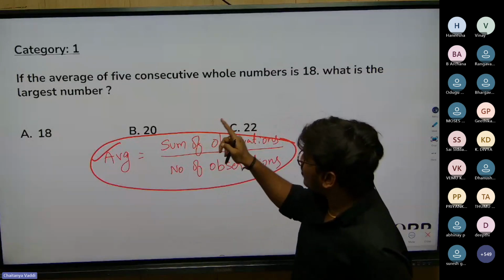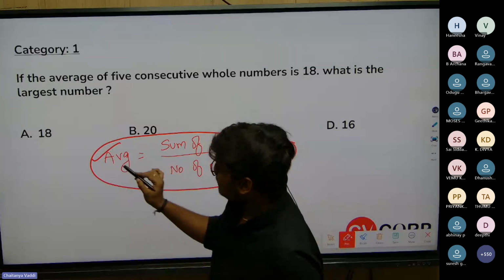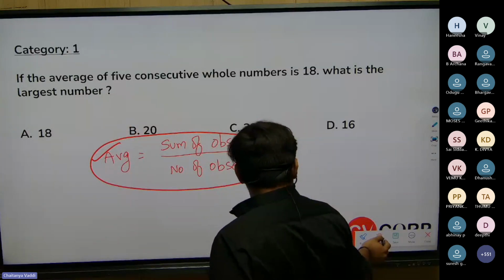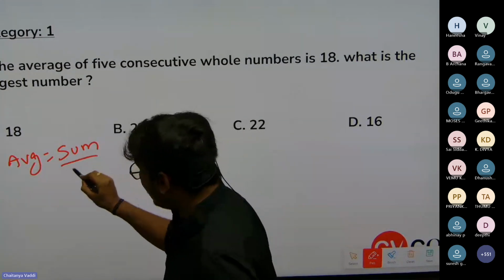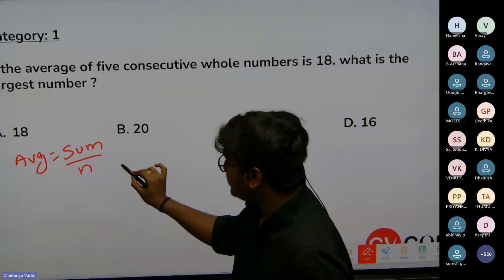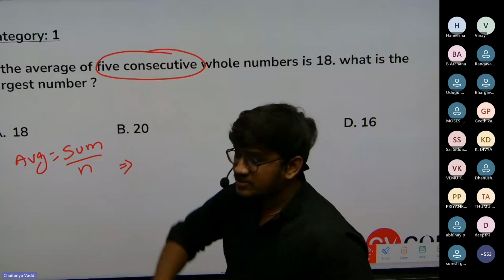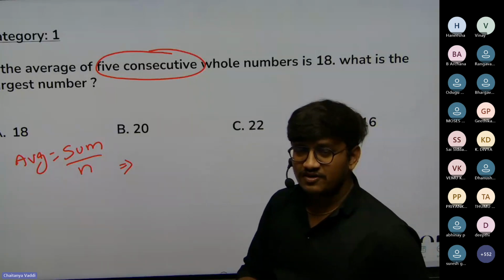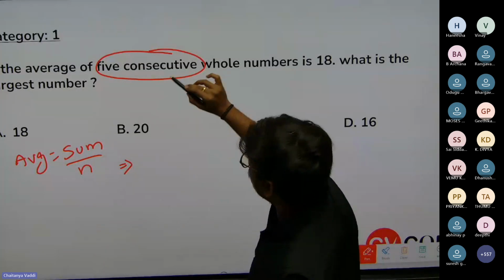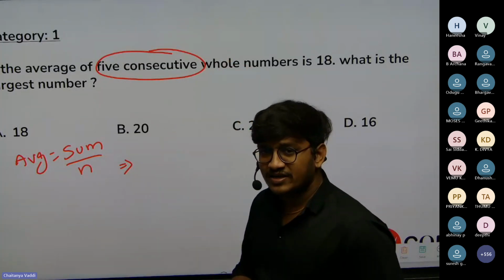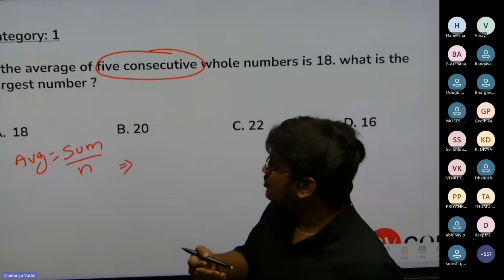Let's say the average of 5 consecutive whole numbers is 18. What is the largest number? As we know, average is equal to the sum of observations divided by the number of observations. Here they mentioned five consecutive whole numbers. Whole numbers start from 0, 1, 2, 3, and so on up to infinity. So here we are not sure which five numbers they are; it may be 10, 11, 12, 13, 14, or it may be 75, 76, 77. So we are not sure.